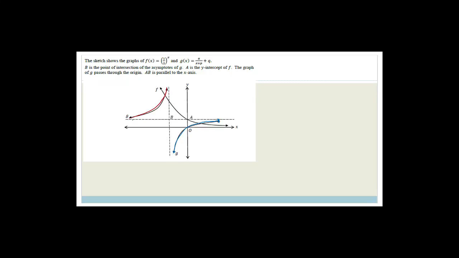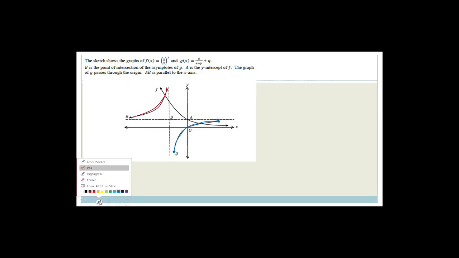Okay, and you'll notice that your asymptotes are over here. The solid black line and the solid x line are your axes. These dotted lines are your asymptotes. So both your exponential graph and your hyperbola have been shifted. Actually, your exponential graph hasn't been shifted, but your hyperbola has definitely been shifted.